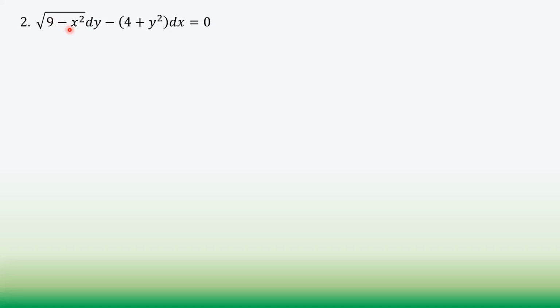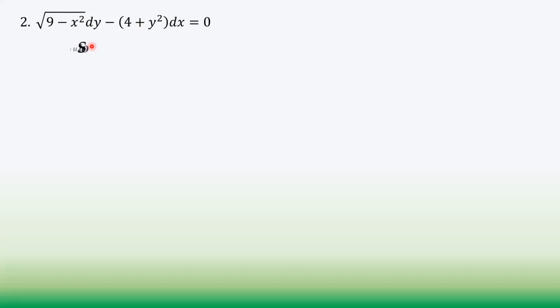Okay. In our example number 2, we have square root of 9 minus x squared dy minus the quantity 4 plus y squared dx equals 0. So dito, makita natin na ang kasama ng dy ay function of x. Ang kasama ng dx ay function of y. So pag divide natin ang buong equation by square root of 9 minus x squared and 4 plus y squared, makakancel dito yung 4 plus y squared. Cancel dito yung square root of 9 minus x squared. So pwede natin i-separate yung variables.